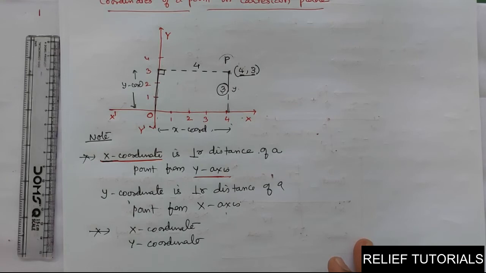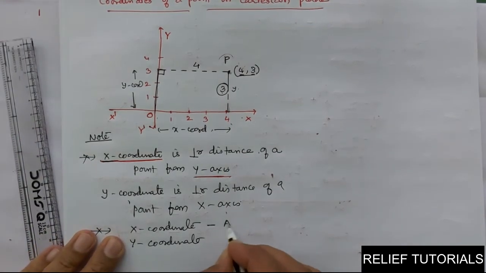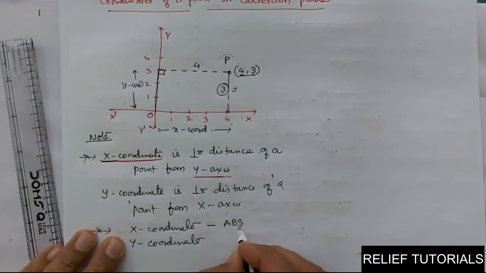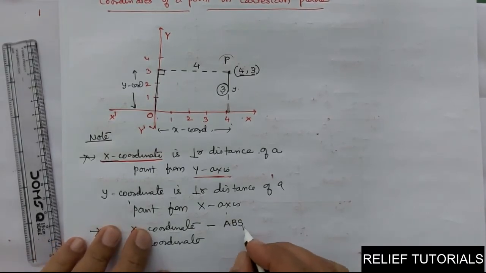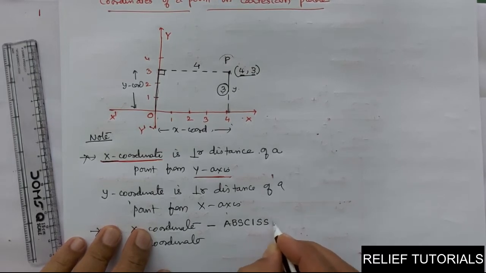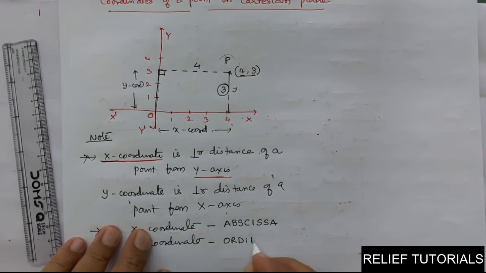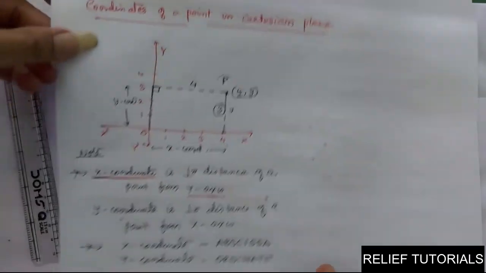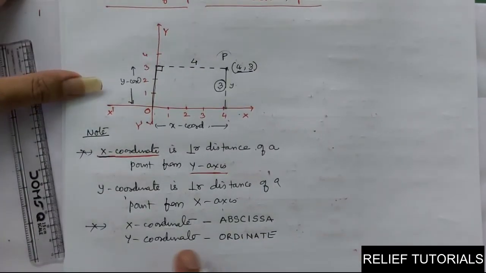So one is called abscissa and the other is called ordinate. This is called abscissa, A-B-S-C-I-S-S-A, abscissa, and this is called ordinate. So x coordinate is called abscissa and y coordinate is called ordinate.